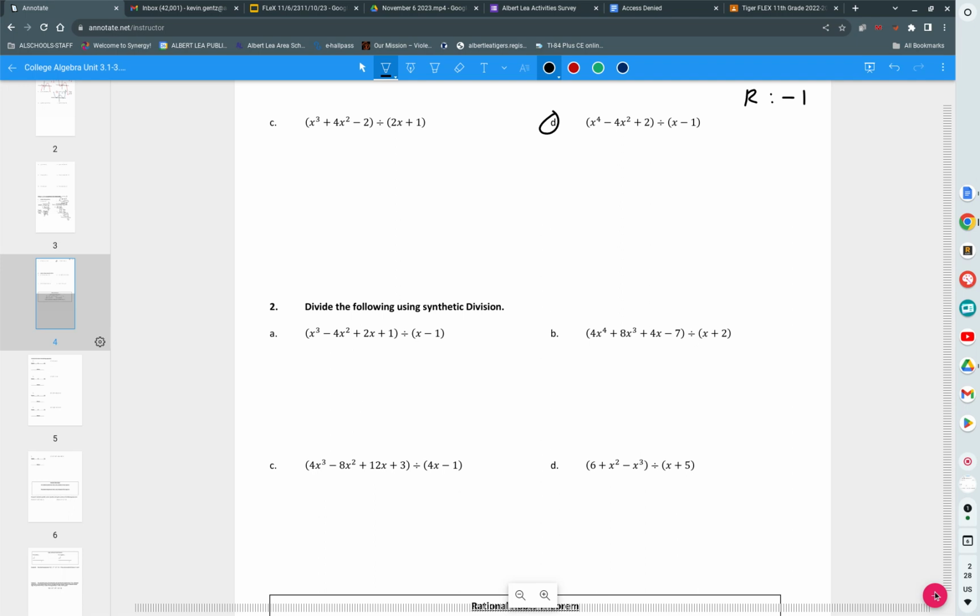Now, if we were to set this up to see if it works, we would have a positive 1 out front. We have an x minus 1 that divides into x to the 4th, we'd have a 0x cubed, a minus 4x squared, a plus 0x, and a plus 2.